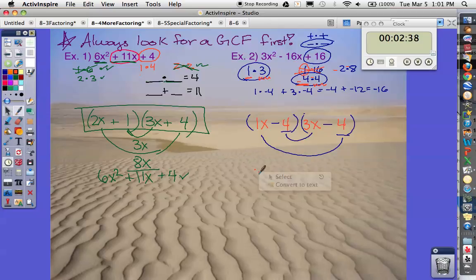Let's do our check. We would have 1x times 3x is 3x squared. Inside is a negative 12x. Outside is a negative 4x. So that's giving me a negative 16x. And then my last is a positive 16.